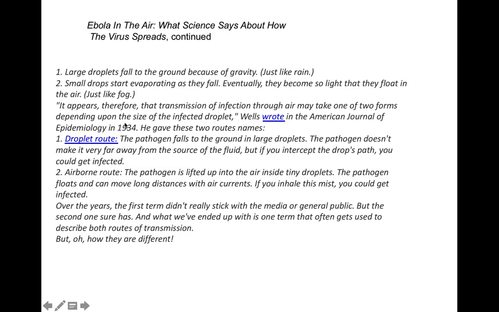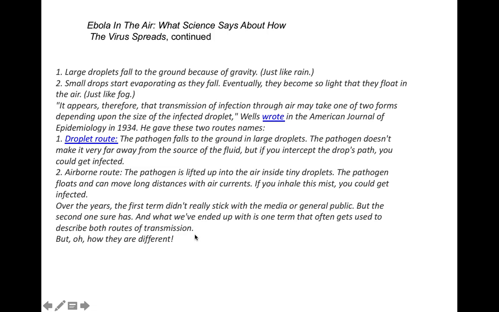So large droplets fall to the ground because of gravity, just like rain. Small drops start evaporating as they fall, and eventually they become so light that they float in the air, right? So he said, it appears therefore that transmission of infection through air may take one of two forms depending upon the size of the infected droplet. So he was the one that gave the direct contact droplet route, and then the vehicle transmission airborne route.